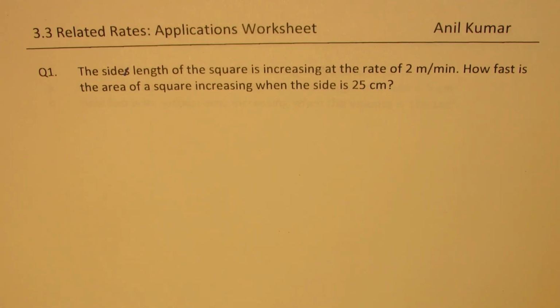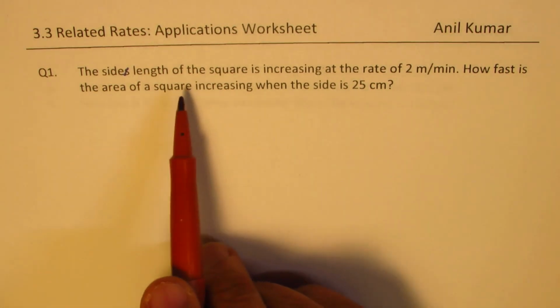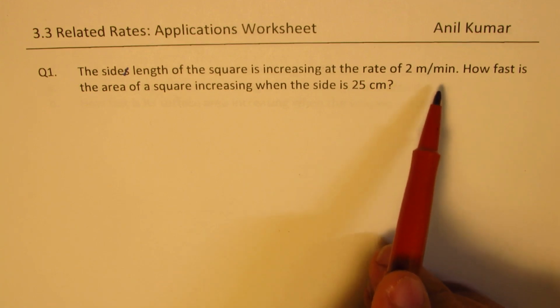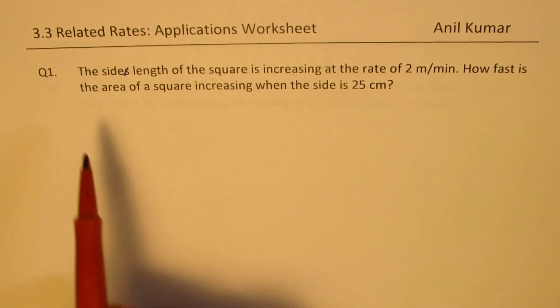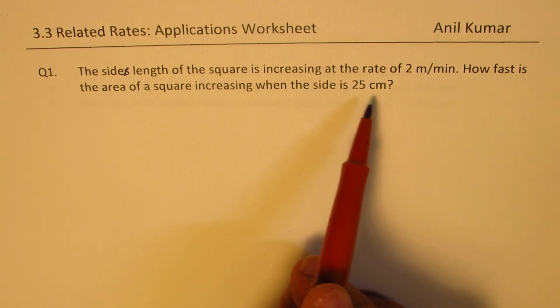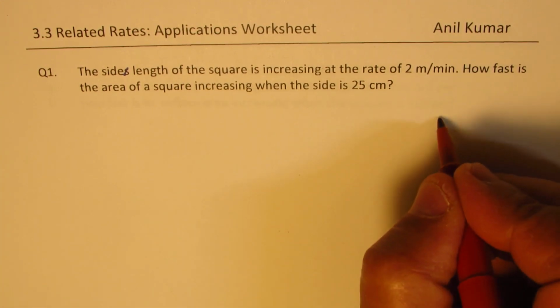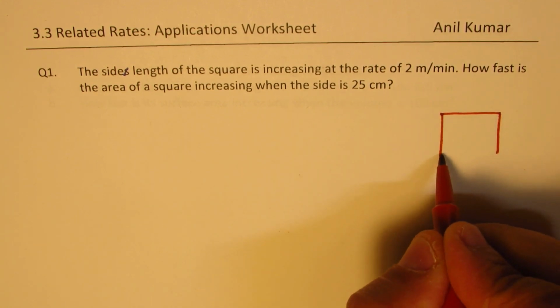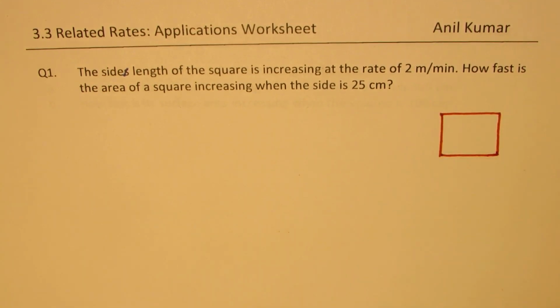make a mistake. Question number 1 here is, the side length of a square is increasing at the rate of 2 meters per minute. How fast is the area of the square increasing when the side is 25 centimeters? So we're talking about a square. It is always a good idea to make a sketch of whatever the situation is, then define the variables.